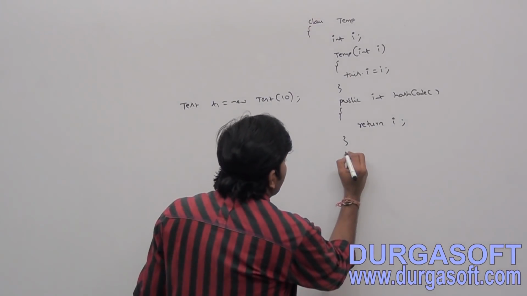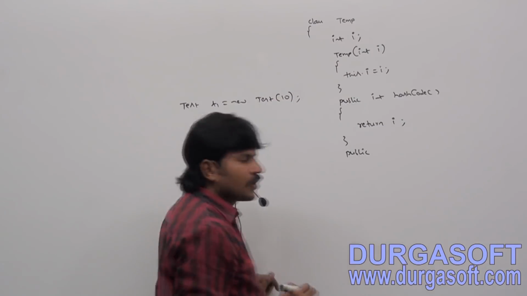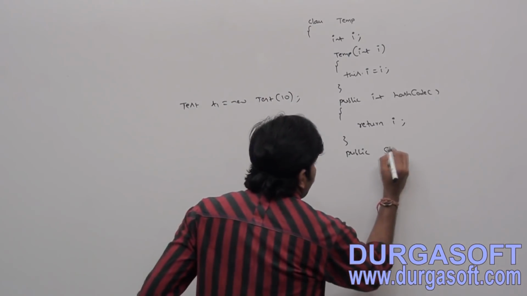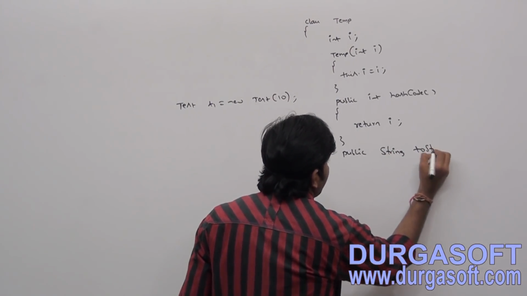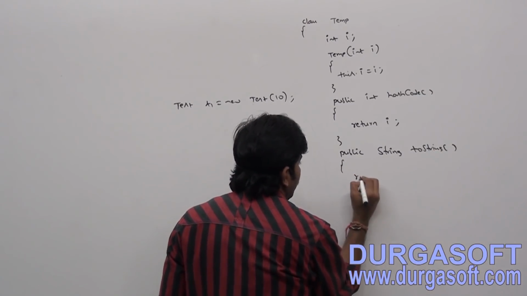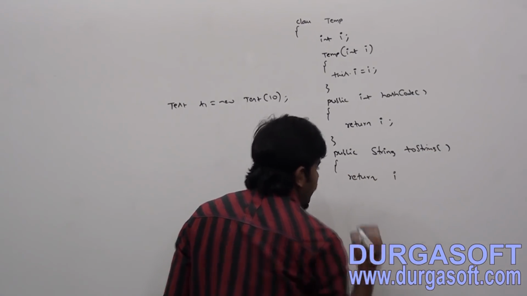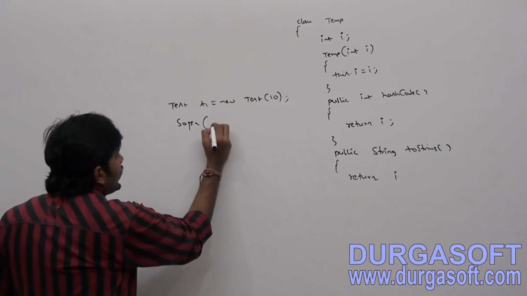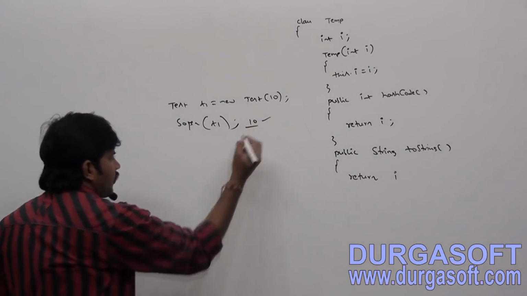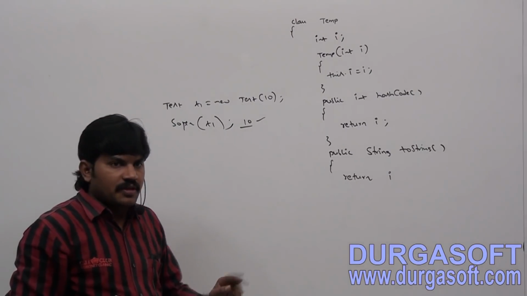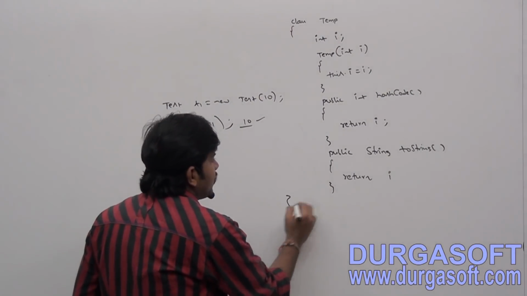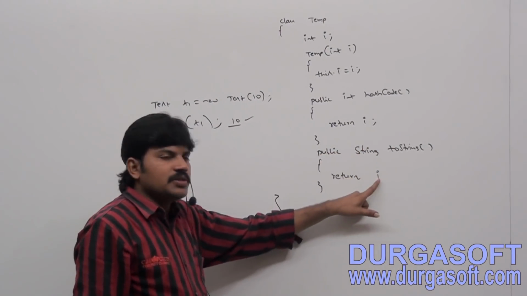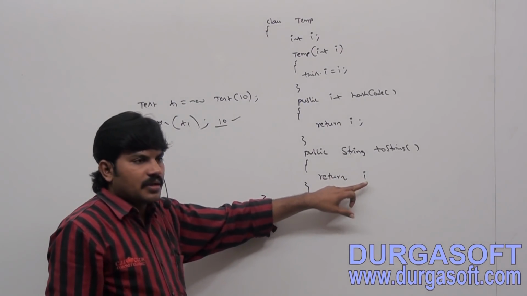Next, whenever I try to print a Temp object, internally which method will be called? The toString method will be called, public String toString() returning the i value. If I print System.out.println of t1, what answer am I expecting? Its i value, which is 10. I have to override the toString method, but if I override it like this, the compiler will give an error, because the return type of toString is String but i is int. So int you can't return in place of string.